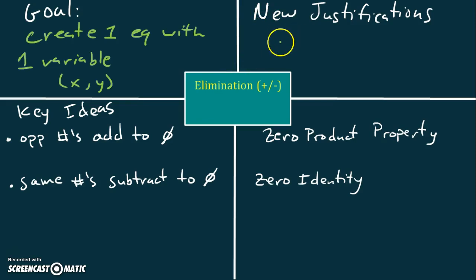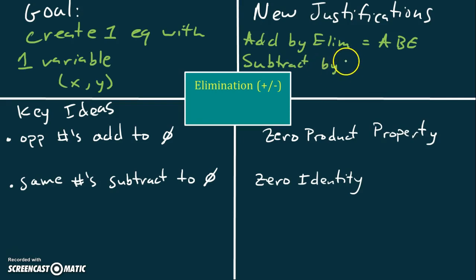The justifications that we're going to use today, there's two of them. It is add by elimination, and I'm going to abbreviate that by A, B, E. Now the second abbreviation that we'll use today is when we subtract by elimination. Go ahead and take a guess what the abbreviation is going to be. You're correct. It's SBE. I know somebody's going to make the mistake and think SPE, but they're very different. SBE, subtract by elimination.